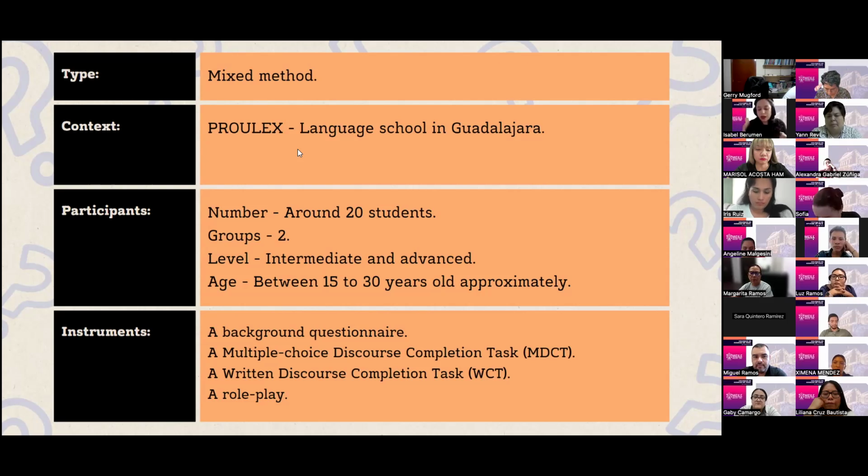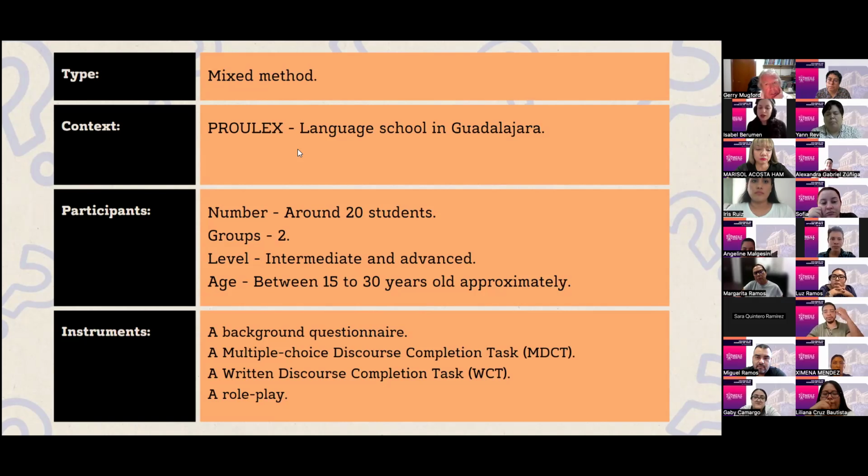Another instrument that I was thinking about was a written discourse completion task. In this case, it's similar to the previous one, but instead of giving them the options, they have the opportunity to write the responses that they believe are the most appropriate according to the situation or context. The previous one is about awareness, but this is about production, which is something I'm interested in too. I was thinking about a role play, and in this role play, I will observe students, and that would be the qualitative part, as well as the previous one.